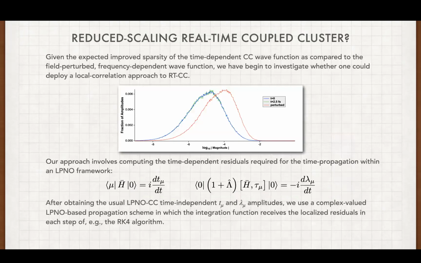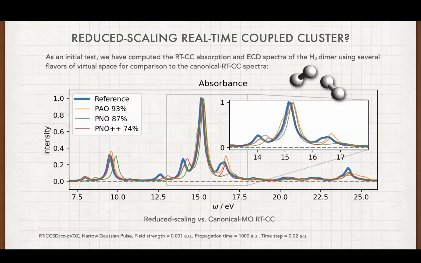So, reduced scaling in the real-time approach, does this work? Well, we're still working on that. What we see so far for absorbance spectra is that we've tried several different reduced scaling techniques. There are the projected atomic orbitals by Pulay and Saebø, the PNO-type work from Neese and co-workers, and then the PNO++. What we can say is that you get a greater reduction in the size of the wave function, in the virtual space, I should say, with the PNO++, without as dramatic a shift as you see, for example, with the projected atomic orbitals, the PAOs.